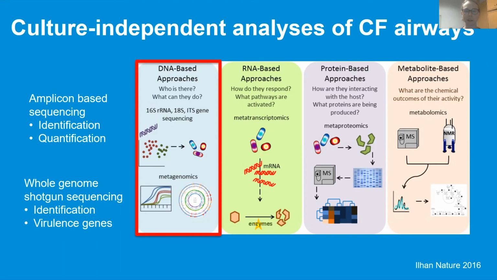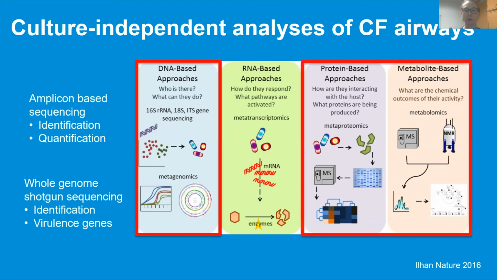In contrast, instead of amplifying a single gene, whole genome shotgun sequencing or metagenomics involves sequencing of the entire mixed DNA extract from a sample, followed by identification against reference databases. In addition to identifying bacterial community members, whole genome shotgun sequencing can also provide information on virulence genes, strain level identification, and metabolic capabilities. I'll also talk a bit about studies that have used protein and metabolite-based approaches, both of which are mass spec-based technologies.